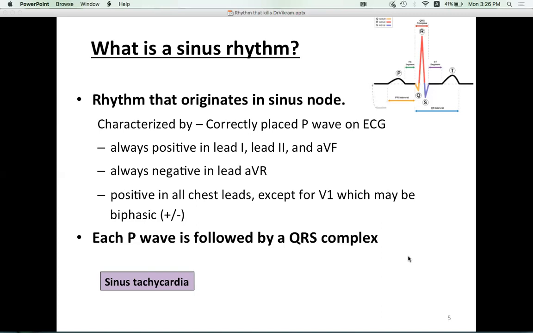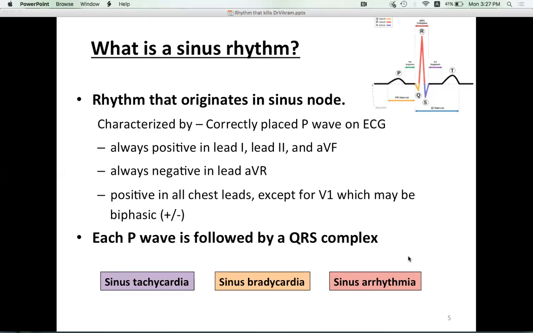The normal variation of a normal sinus rhythm can be sinus tachycardia, sinus bradycardia, or a sinus arrhythmia. In sinus arrhythmia, there is normal variation of the sinus rhythm along with the inspiratory and expiratory efforts of a patient.